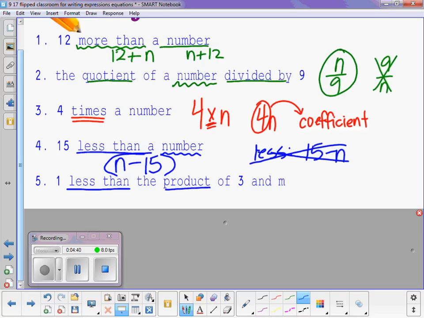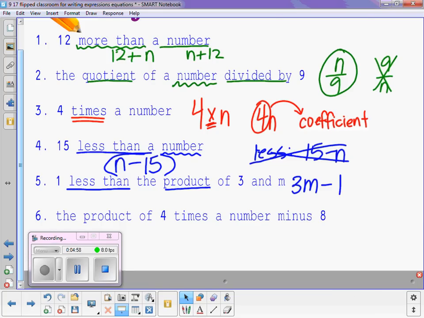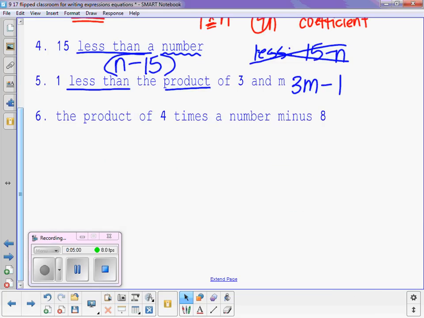All right, there we go. Product of 3 and m. I'm going to start with product because I know the product of 3 and m looks like 3m. And I want 1 less than that. So that means 3m minus 1. Not 1 minus 3m. All right, and last one, number 6, the product of 4 times a number minus 8.